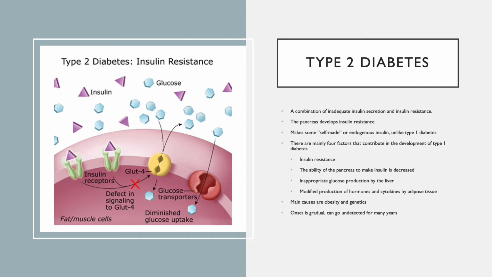There are mainly 4 factors that contribute to the development of type 2 diabetes. One is insulin resistance. The ability of the pancreas to make insulin is decreased. Inappropriate glucose production by the liver. Modified production of hormones and cytokines by adipose tissue. And the main causes are usually obesity or genetics. Onset is gradual. It can go undetected for many years. A person can have it for about 6 years and not know that they even have type 2 diabetes.